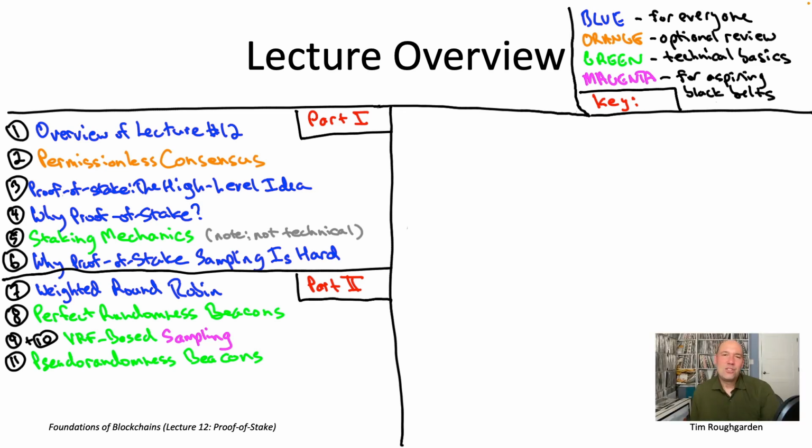So the final two videos of part 2, videos 12 and 13, are going to be about what I would call an experimental approach to approximating a perfect randomness beacon using kind of fancy technology known as a VDF, which stands for verifiable delay function.